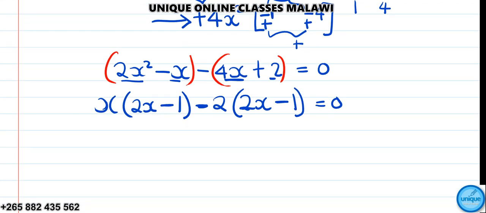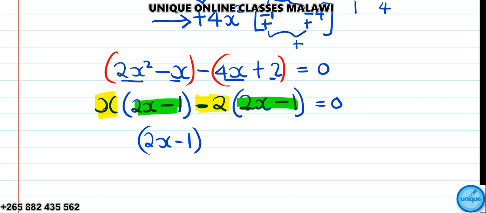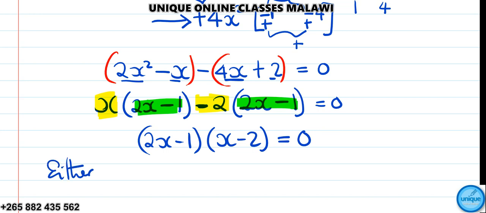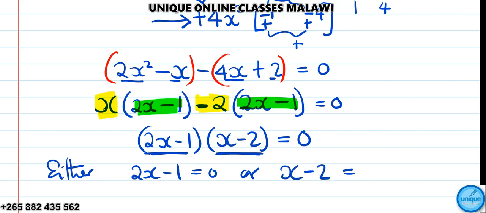Then is equal to 0. And you can see that this bracket here is the same as that bracket, so we're going to just pick one bracket, so it will be 2x minus 1. And the other bracket is the combination of the other factors, which is this factor and that factor. So we're going to have x minus 2 is equal to 0. Reaching that far, either 2x minus 1, I'm referring to this bracket, is equal to 0, or this second bracket is equal to 0, which is x minus 2 is equal to 0.